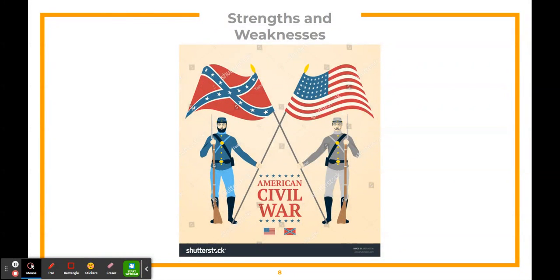Now we're going to go over the strengths and weaknesses of each side. So the strengths of the North: they had a large army, a much greater population, and they were industrialized and had factories. Industrialization played a key part in their mass production of weaponry, and their technology was superior to the South because of this too.